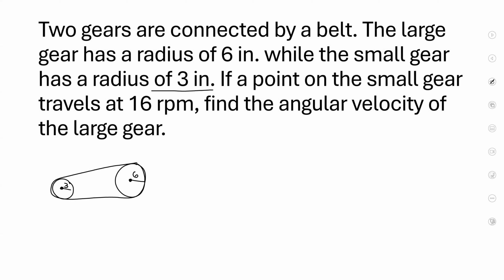Okay. If a point on the small gear travels at 16 revolutions per minute, let's just pause here. The key word is revolutions. So in my formula, will it represent the V or the omega? Which one, V or omega? Omega, because remember, this is your angular measure. Angles are in revolutions, radians, degrees.